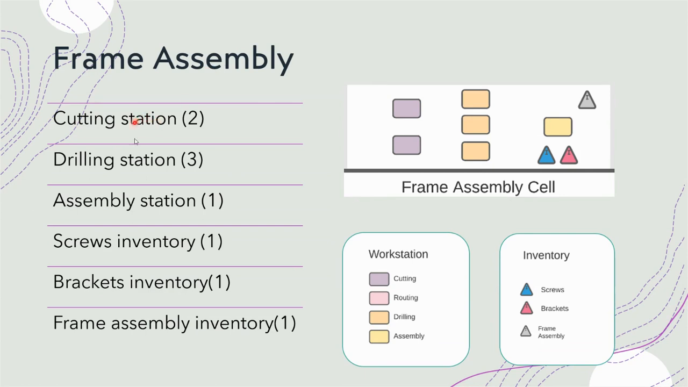Now let's talk about the frame assembly. It is composed of two cutting stations, three drilling stations, one assembly station, the screws inventory, and the brackets inventory. Finally, all the manufactured product is going to be stored in the frame assembly.